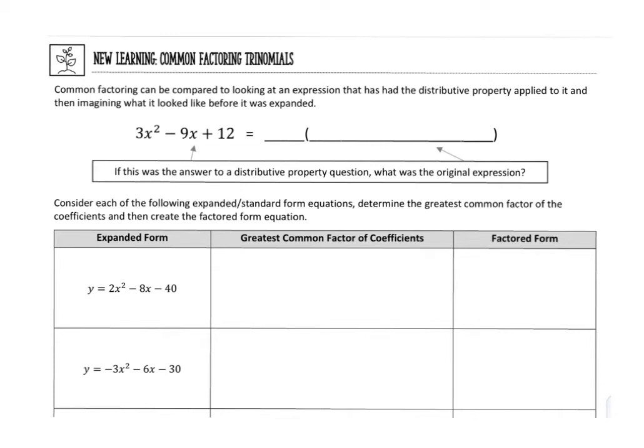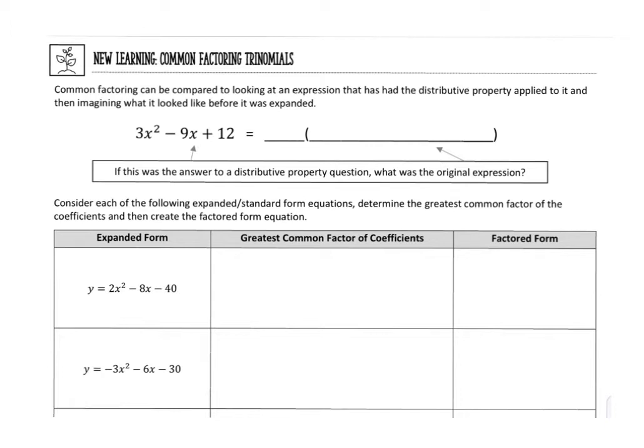Hi everyone, today we're going to learn about common factoring. To factor something is to do the opposite of the distributive property. Common factoring can be compared to looking at an expression that has had the distributive property applied to it and then imagining what it would look like before it was expanded.